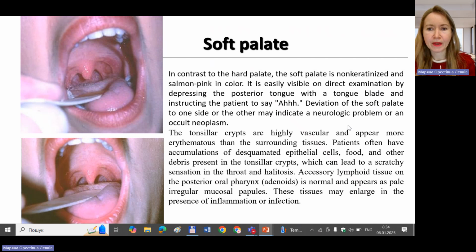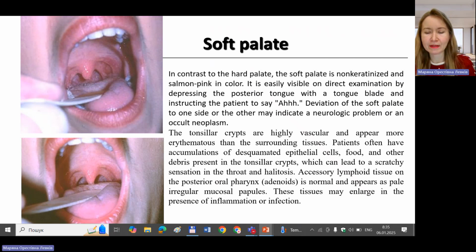Soft palate. In contrast to the hard palate, the soft palate is non-keratinized and salmon pink in color. It is easily visible on direct examination by depressing the posterior tongue with a tongue blade and instructing the patient to say "ah." Deviation of the soft palate to one side or the other may indicate a neurologic problem or some type of neoplasm occurrence.